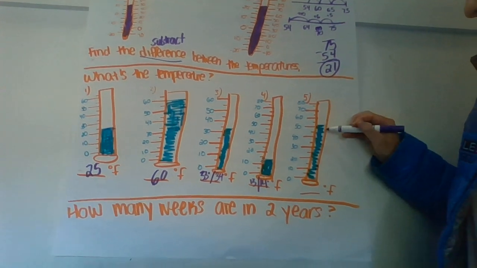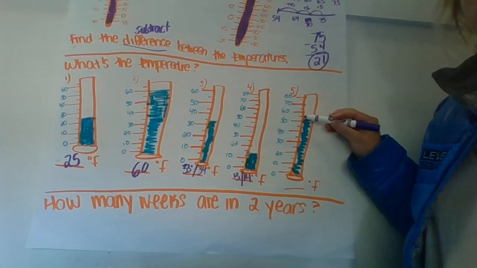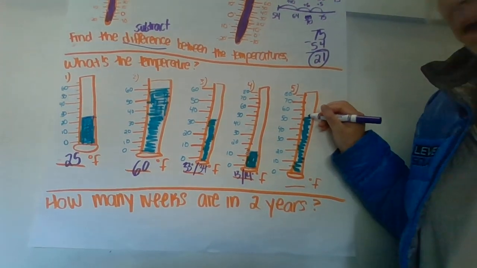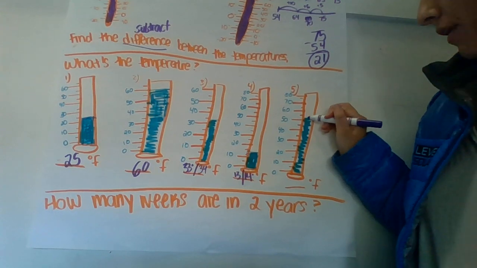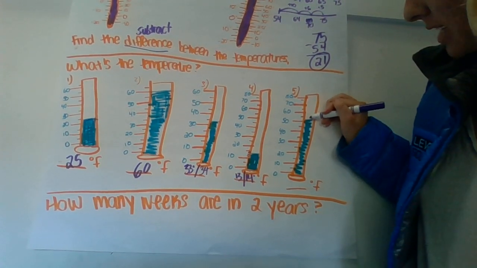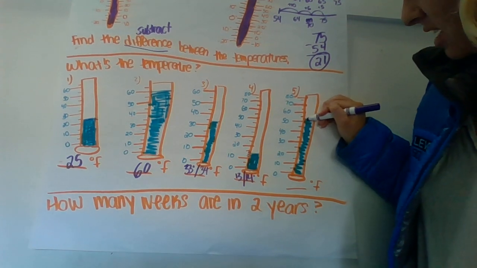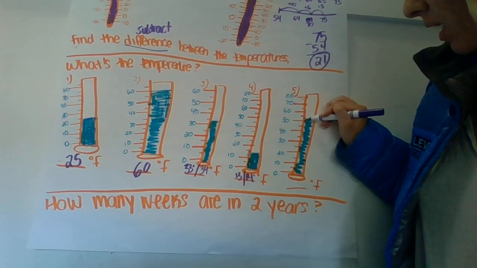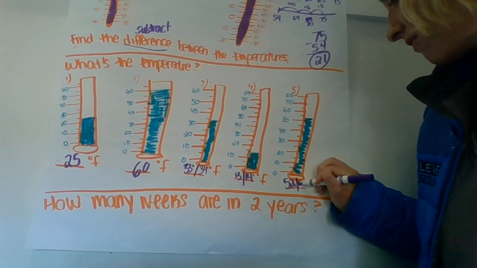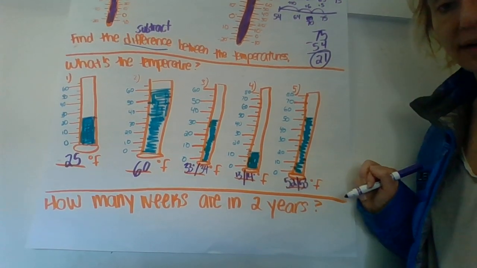All right, and then this last one, I see it's between 50 and 60. Here's the midpoint, 55. This line is way below 55. So I know that it needs to be between 50 and 55, but it looks like it's pretty much in the middle or a little bit below. So I think that this could be 52 or 53 degrees Fahrenheit.